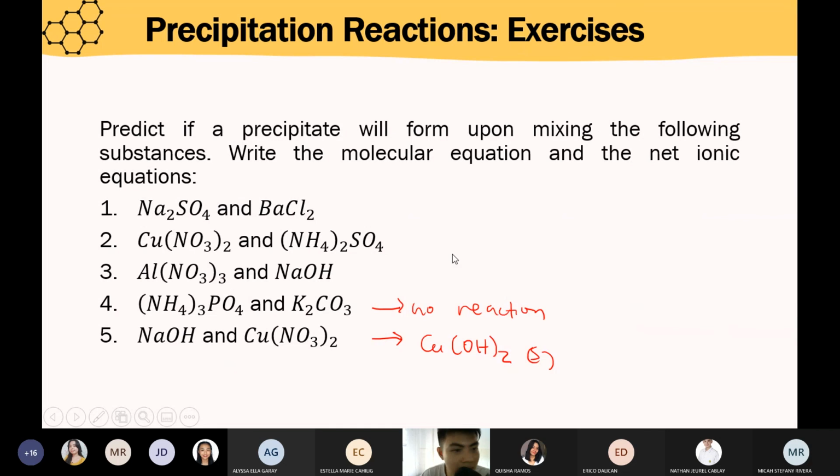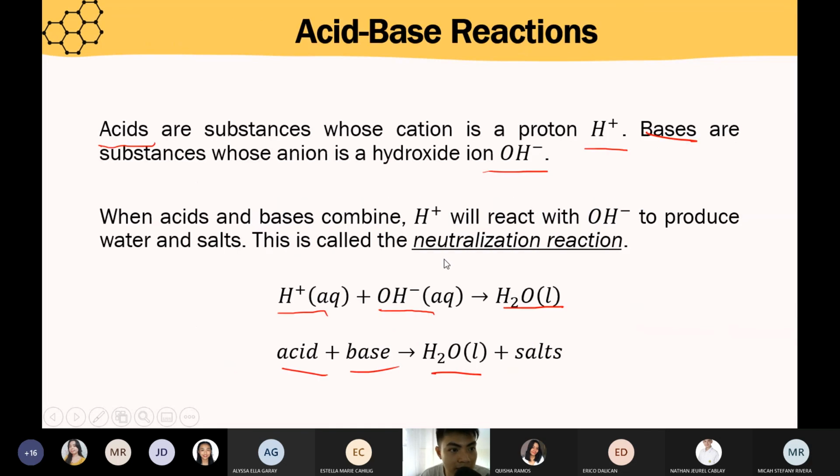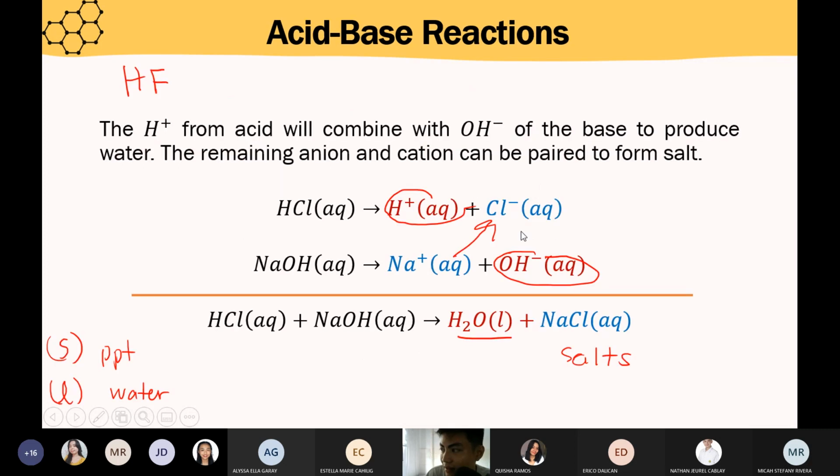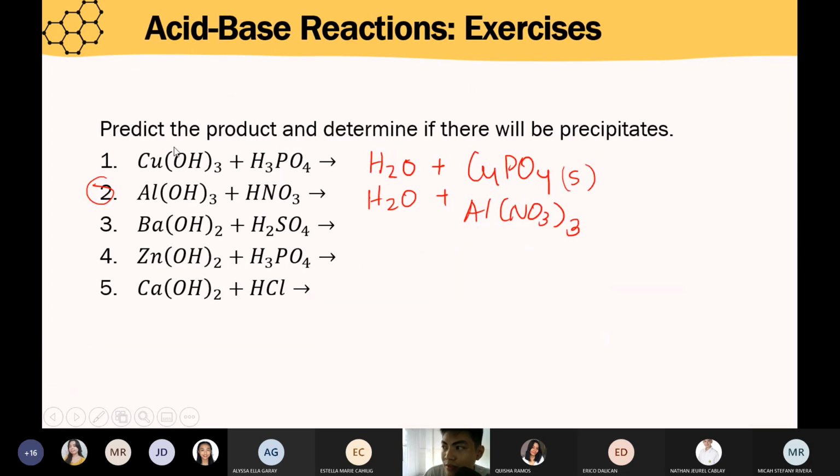And then the acid-base, basically the H reacts with OH to produce water. And whatever ions na matitira, sila yung magiging salt. For example, H and OH will combine to form water, yung Na and Cl, matitira sila. So, ganun lang ka-easy. And again, you have to remember, sometimes in acid-base reaction, we can form precipitates as well. But it is not necessary naman.